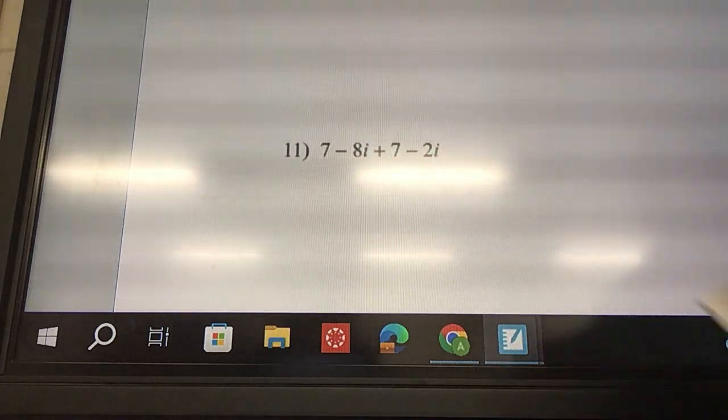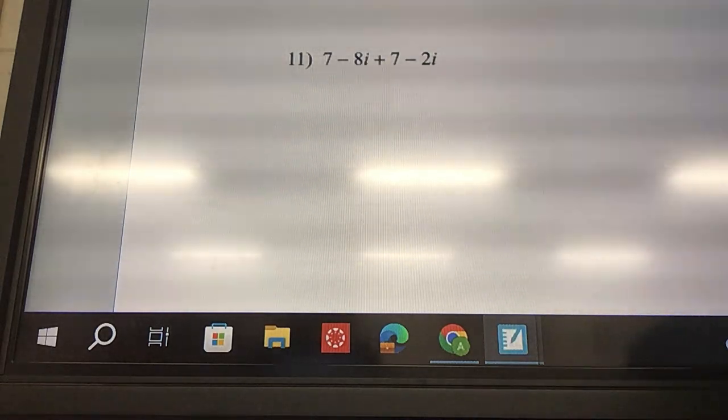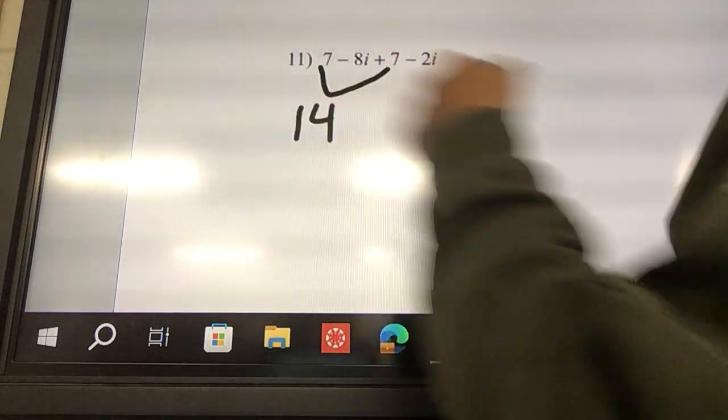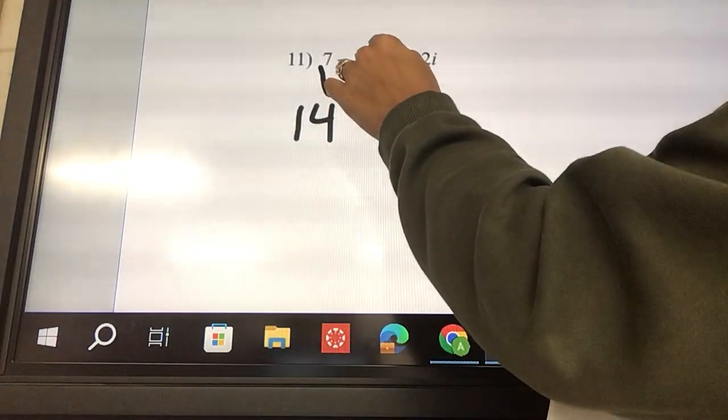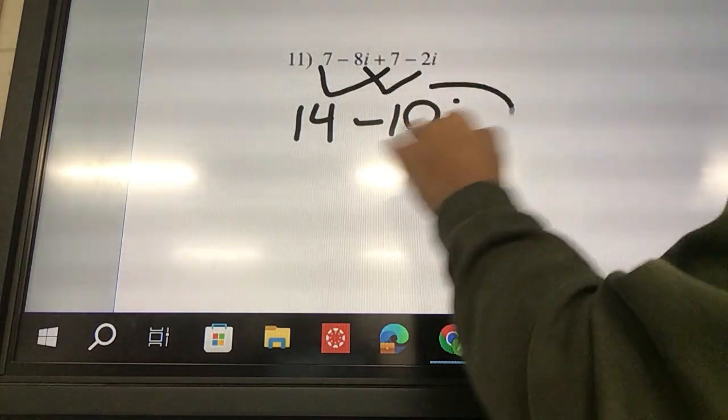Okay, 11. Look and see, what can we put together? Well, I can put a 7 and a 7 together to give me 14. I can also put this -8i and the -2i together, and that is going to give me -10i.